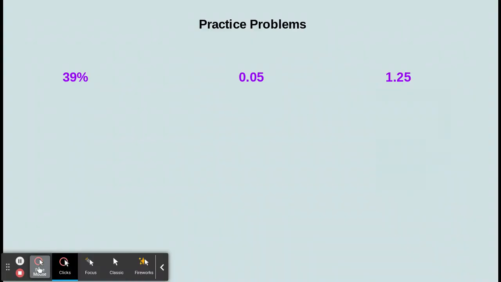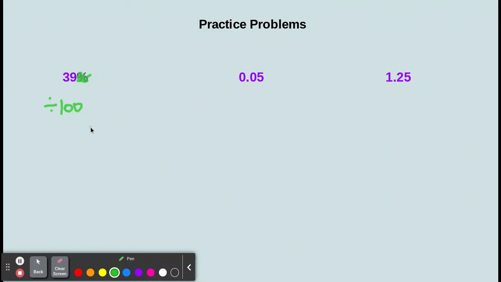All right, some hints on the practice problems. The first one, writing 39% as a decimal. Remember, the first thing you want to do is you want to get rid of that percent sign. And we divide by 100. What does divide by 100 mean? It means moving the decimal place 2 spots to the left, right?